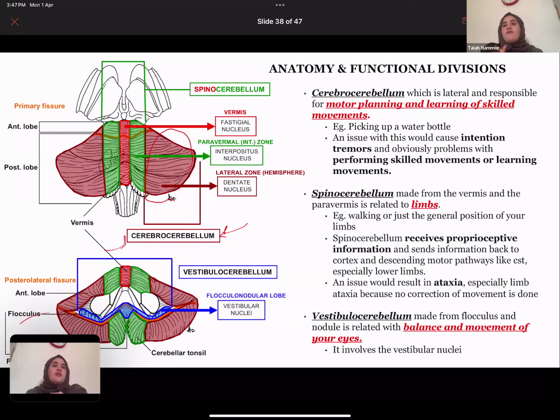Then we have the spinocerebellum. The spinocerebellum is made from the vermis and the perivermis. You see the vermis here, and the perivermis is the parts that are around the vermis. So the vermis and the perivermis make up the spinocerebellum. The spinocerebellum has to do with limbs.